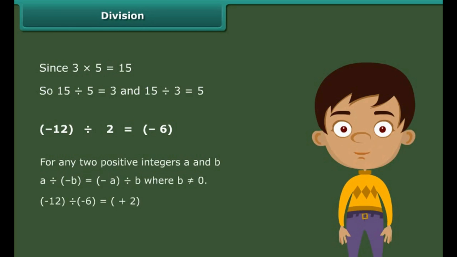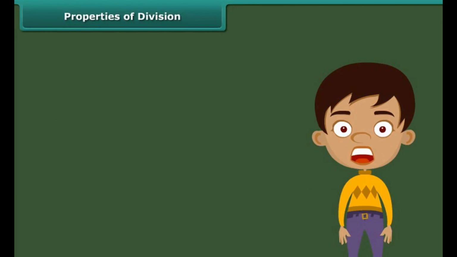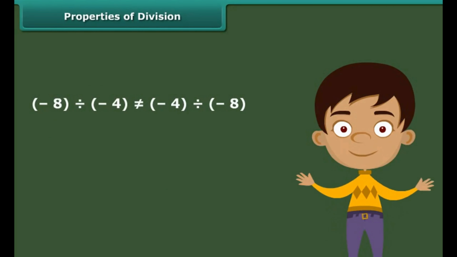When we divide a negative integer by a negative integer, we first divide them as whole numbers and then put a positive sign. In general, for any two integers a and b, (−a) ÷ (−b) is equal to a ÷ b, where b is not equal to 0. Division is not commutative for integers. For example, (−8) ÷ (−4) is not equal to (−4) ÷ (−8).